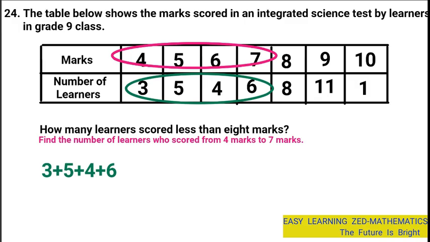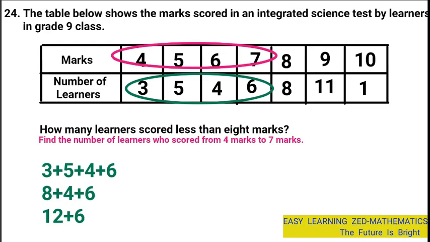We are told to find the number of learners who scored less than 8 marks. So we're going to start adding. 5 plus 3 will give us 8, plus 4, plus 6. Then 8 plus 4 will give us 12, plus 6. 12 plus 6 will give us 18 learners. So 18 learners scored less than 8 marks. So 18 learners in the class scored less than 8 marks.